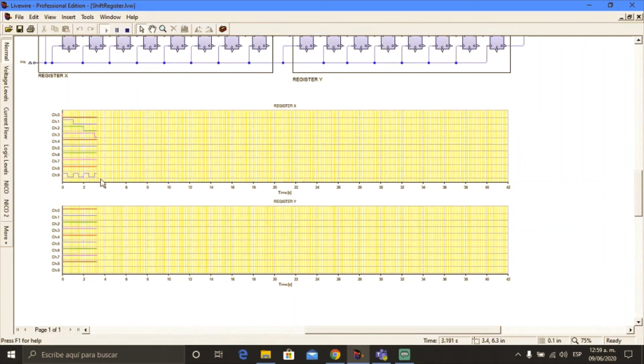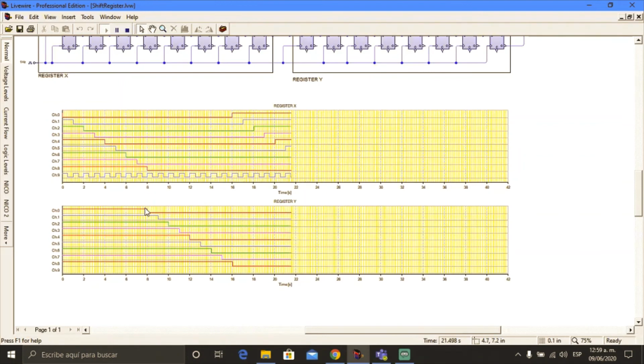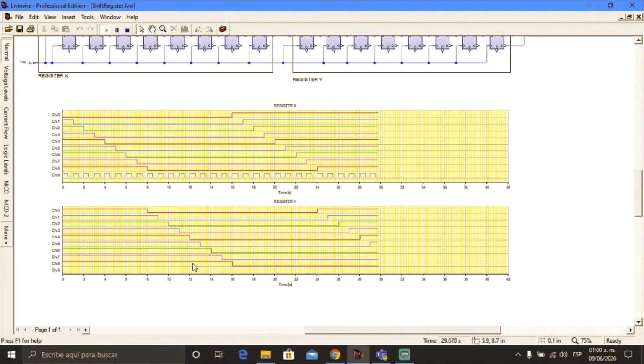Channel 9 is the 1 Hz clock, and channel 8 and channel 0 are the same. So this is the most significant bit of the X register, and this is the least significant bit of the X register. The same here, as both are the same. We are getting here that channel 1 is the most significant bit of register Y, and channel 8 is the least significant one.